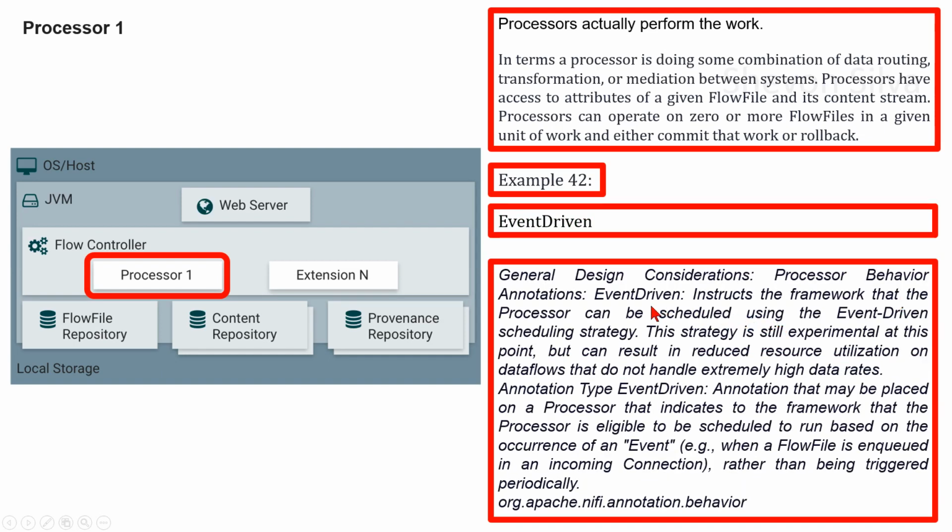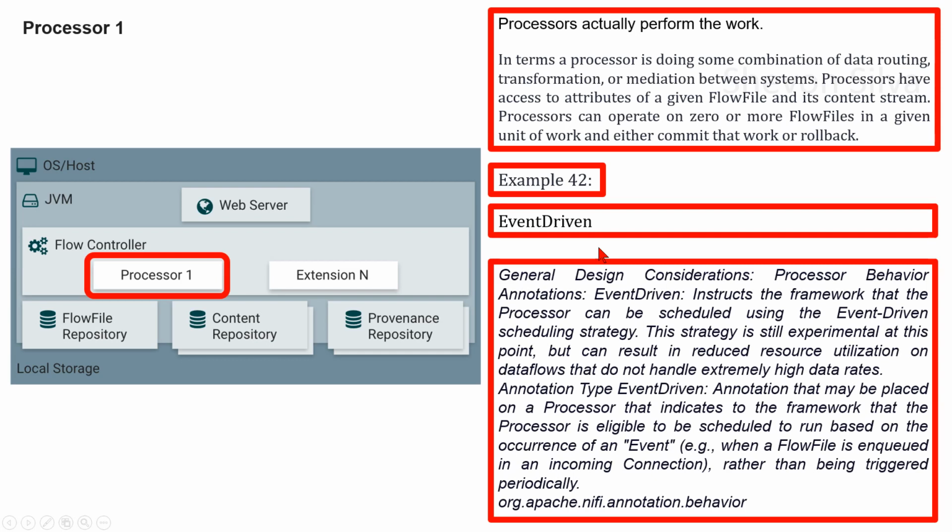Now we are considering processor behavior annotations, general design considerations. The event driven annotation instructs the framework that the processor can be scheduled using the event driven scheduling strategy. This strategy is still experimental at this point, but can result in reduced resource utilization on data flows that do not handle extremely high data rates.